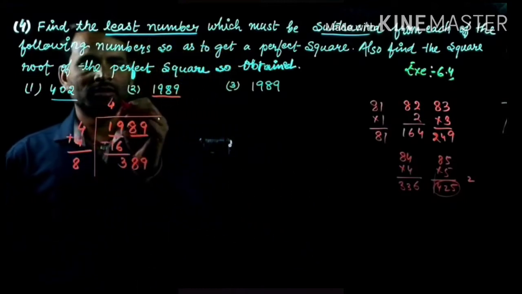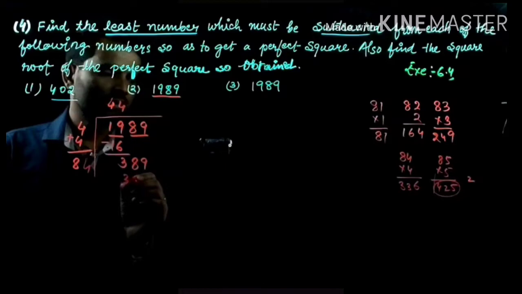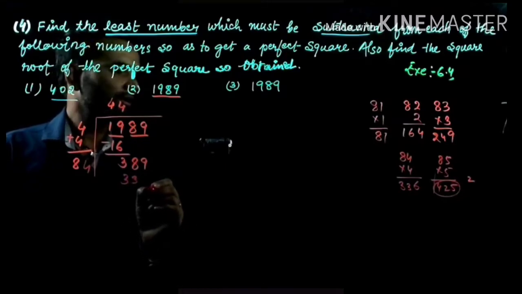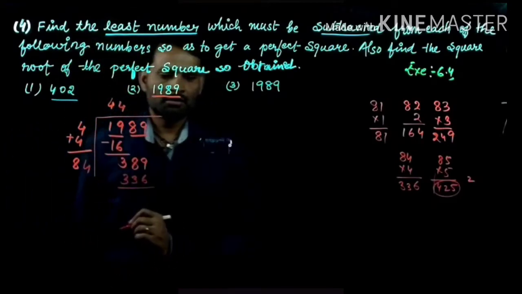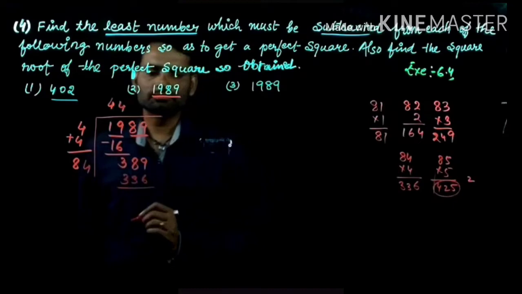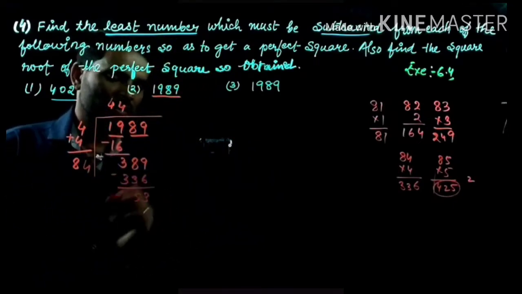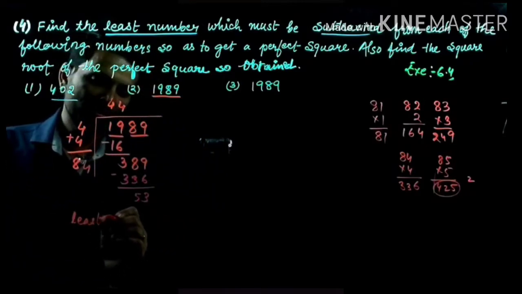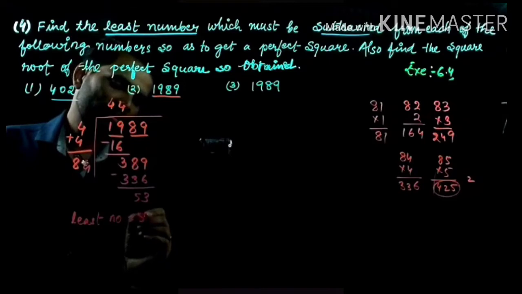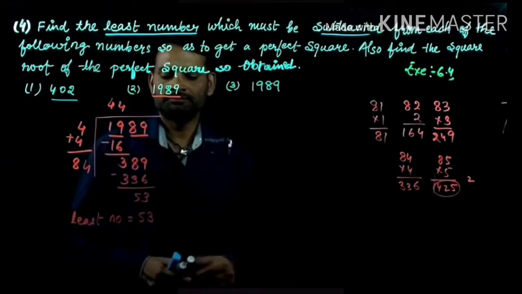So you have to type 4, and 4 times is 336. Okay, 336, and after subtraction it is 53. It means the smallest least number is 53. Okay, next we will find.